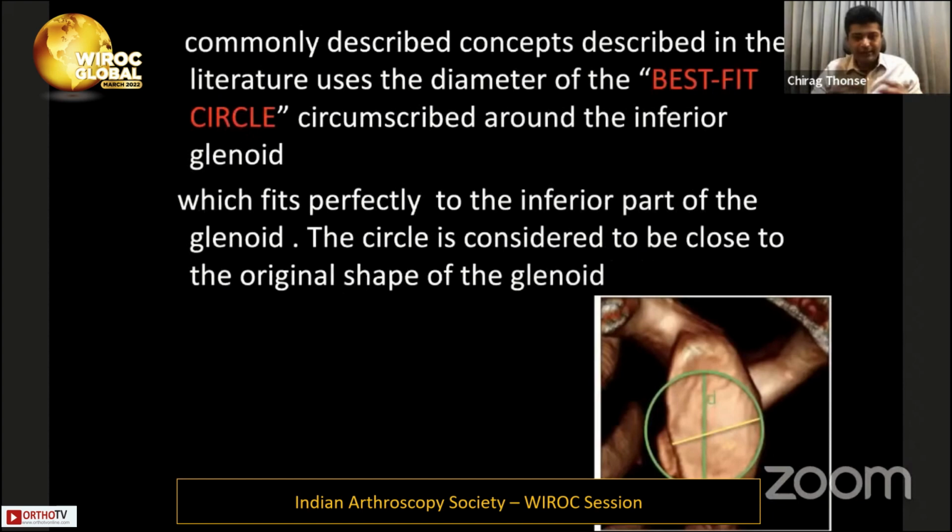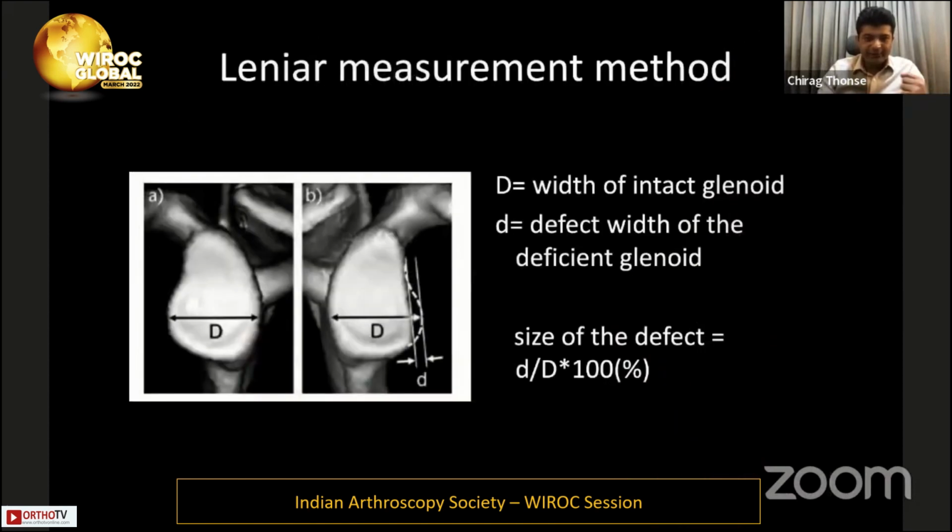Now, how do we do that? Very commonly, at the bedside, any one of our orthopedic colleagues can measure these glenoid bone defects by the best fit circle method, which circumscribes the inferior glenoid margin. We make a perfect fit circle around the inferior glenoid margin, which fits perfectly in the inferior part of the glenoid. This circle is considered to be as close as possible to the original shape of the glenoid.